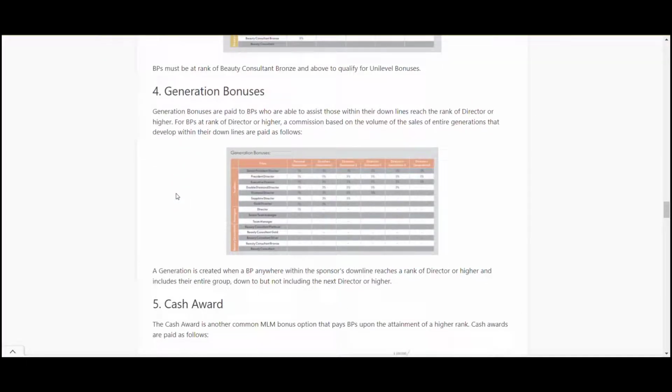Next one there is generation bonuses. So that is where, if you can get someone as a director within your downline, for every director you have within your downline, you get 1% of their sales as well. So this is someone you've recruited into the program, as a member of the MLM program. Once they reach the status director, you get 1% of their stuff as well. And then if they have a director, you get 3%, 3%, 3% through all the directors within the downline as well, depending on where you sit. So if you're a gold director, you get 1% for every director you have, and then 3% for every director they have, and so on.